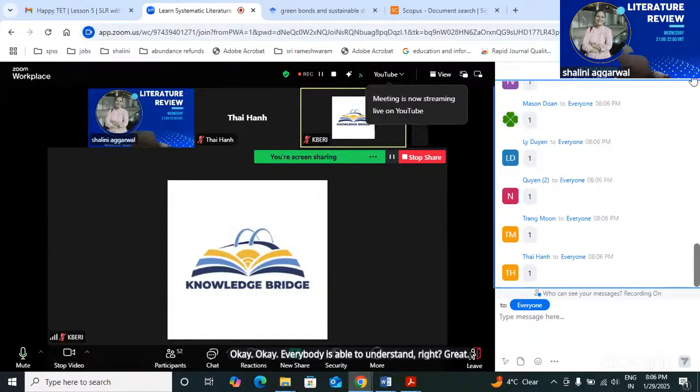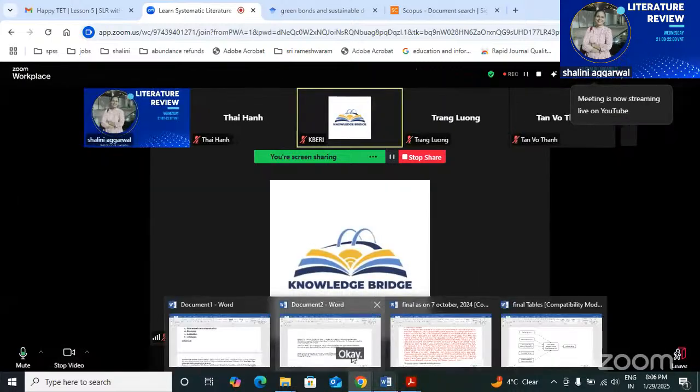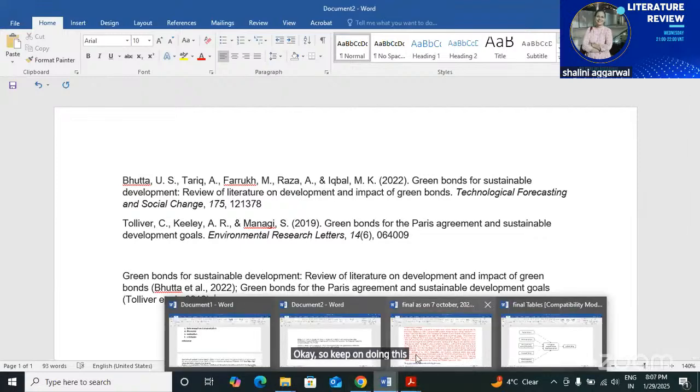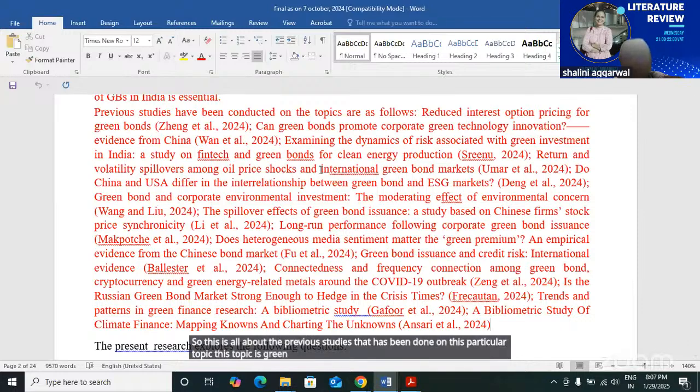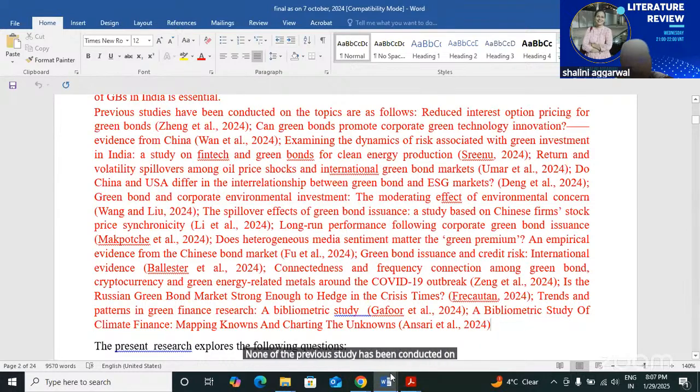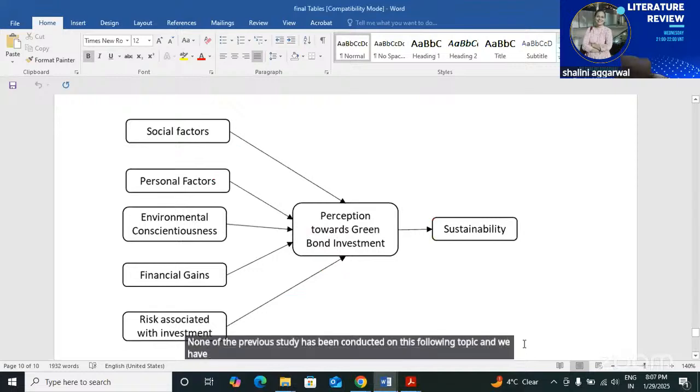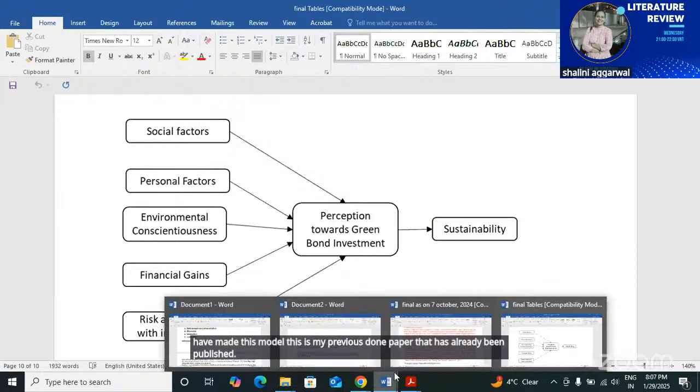Great. So keep on doing this till you come out with one paragraph like this. So this is all about the previous studies that have been done on this particular topic. This topic is green bond, retail investor perception towards the green bond. So we have written over here the previous studies that have already been conducted. So we can say from here that none of the previous studies has been conducted on this following topic, and we have made this model. This is my previous paper that has already been published. So this is how you write the research gap.